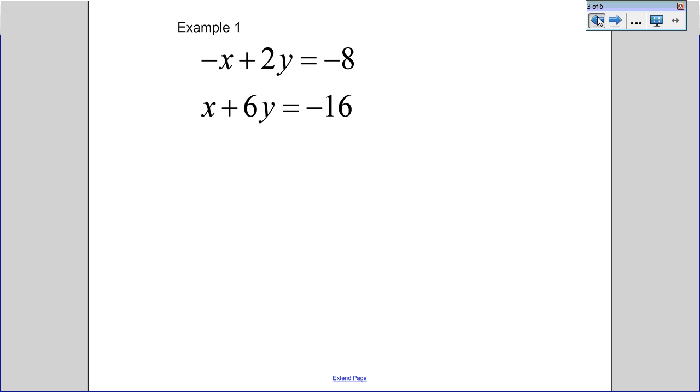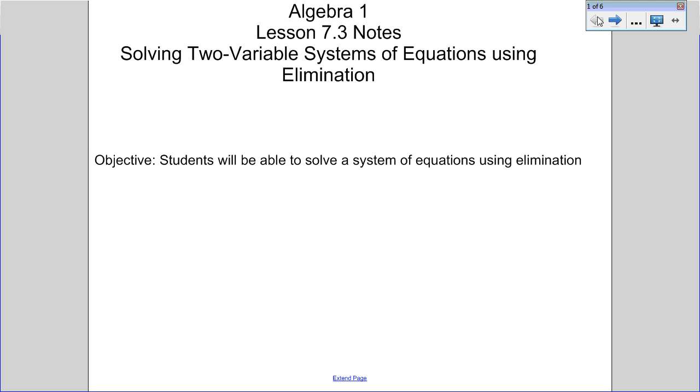All right, so ladies and gentlemen, we're going to go through and take a look at elimination. What does the word eliminate mean? Cameron? To get rid of, to cancel, all right? If you eliminate a job, you get rid of that job.